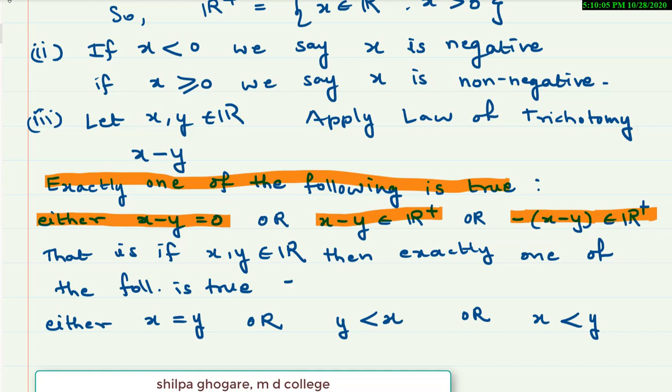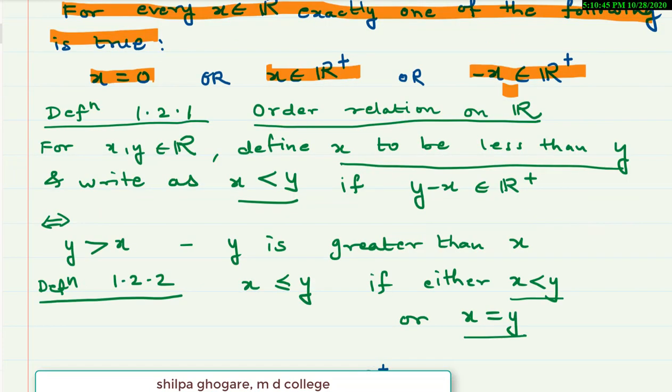As you can see, when I have minus of X minus Y, it is actually Y minus X which is belonging to R plus. And by the definition, we have the definition over here. Look at this definition. That is, y minus x is in R plus, then what you have is x is less than y.